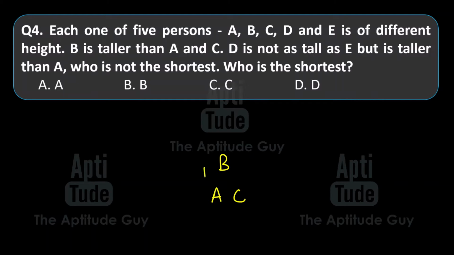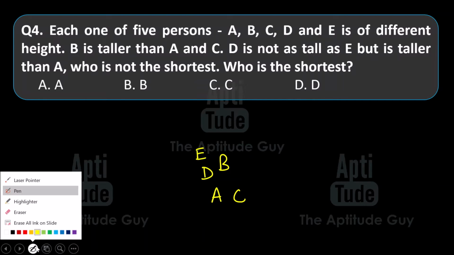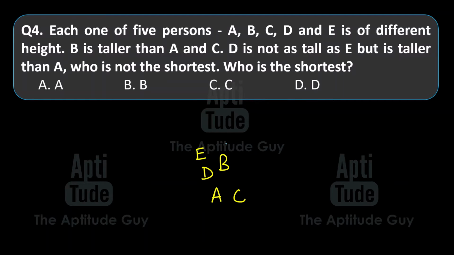Alright, so D is taller than A but not as tall as E. So E is taller than D. Now the question is who is the shortest? Now who is definitely not the shortest? These 3 people are definitely not the shortest. So the answer is either A or C. Now the question itself is telling you D is not as tall as E but is taller than A, who is not the shortest.